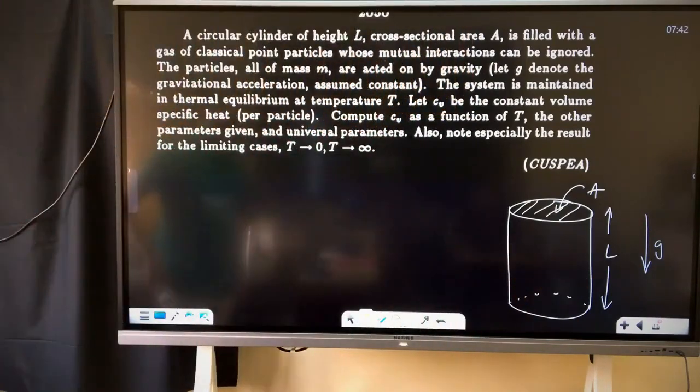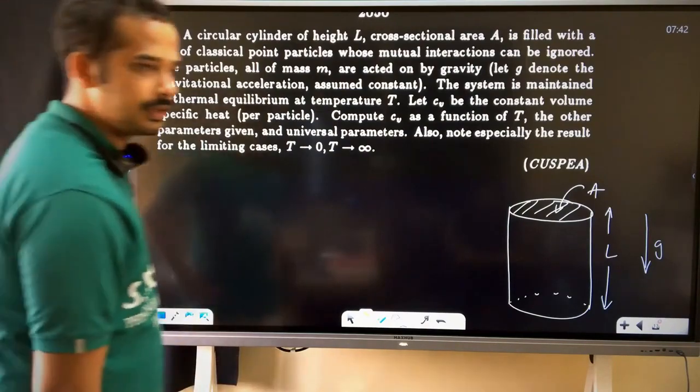The system is maintained in thermal equilibrium at temperature T. Let cv, small cv, be the constant volume specific heat per particle. Compute cv as a function of T and the other given parameters. Also note especially the result for the limiting cases T tends to 0 and T tends to infinity. You need to find the specific heat in this question.